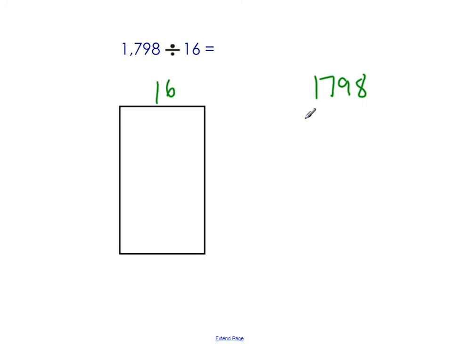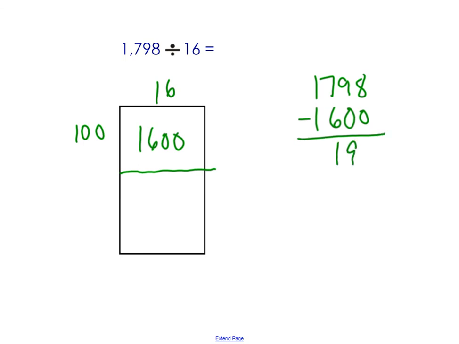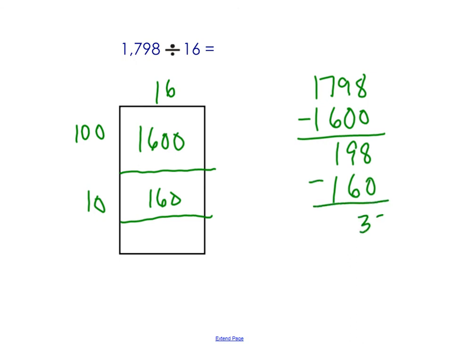So I want to think, how many 16s make close to 1798? Well, if I did 100 of those, that would be 16 times 100, which is 1600. And I'll subtract that from 1798, and I have 198 left over. And then 16 times 10 is 160. So let's try 160, because I know that's not greater than 198. So that's 160. And now I have 38 left over.